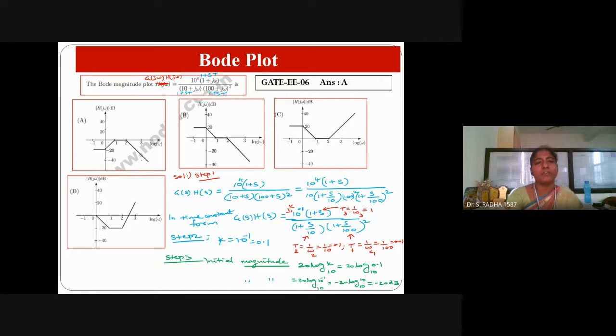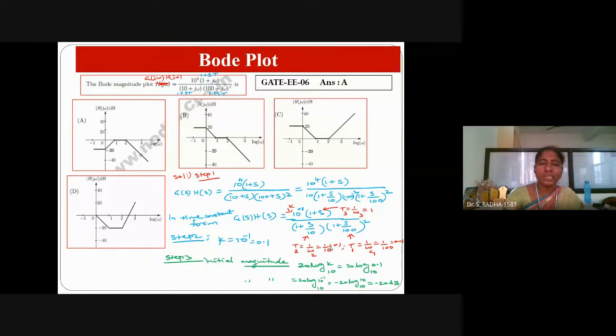You can see in the 4 diagrams, the graph is starting at minus 20 only in option A. So option A is the correct answer. Other options can be eliminated because of the minus 20 at the beginning of the graph itself.